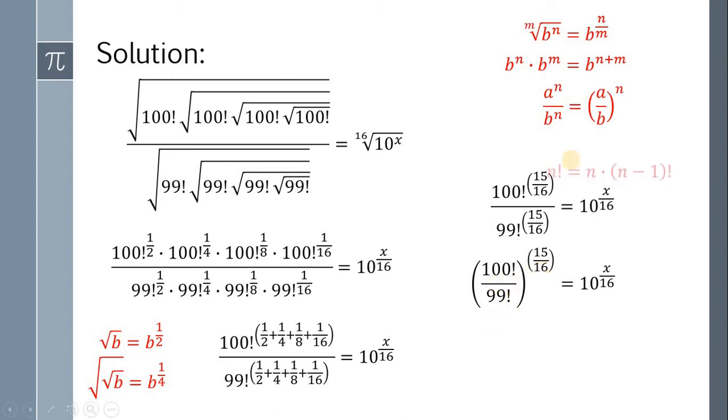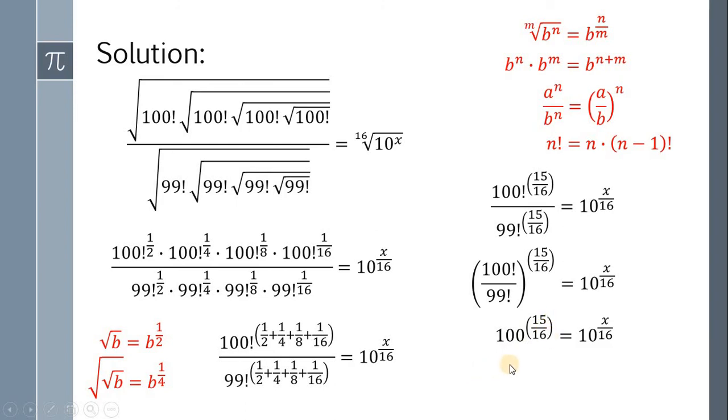Now recall that n factorial is equal to n multiplied by n minus 1 factorial. Therefore, we can rewrite 100 factorial as 100 multiplied by 99 factorial. Therefore, we can cancel out 99 factorial and we will end up with 100 raised to 15 over 16.